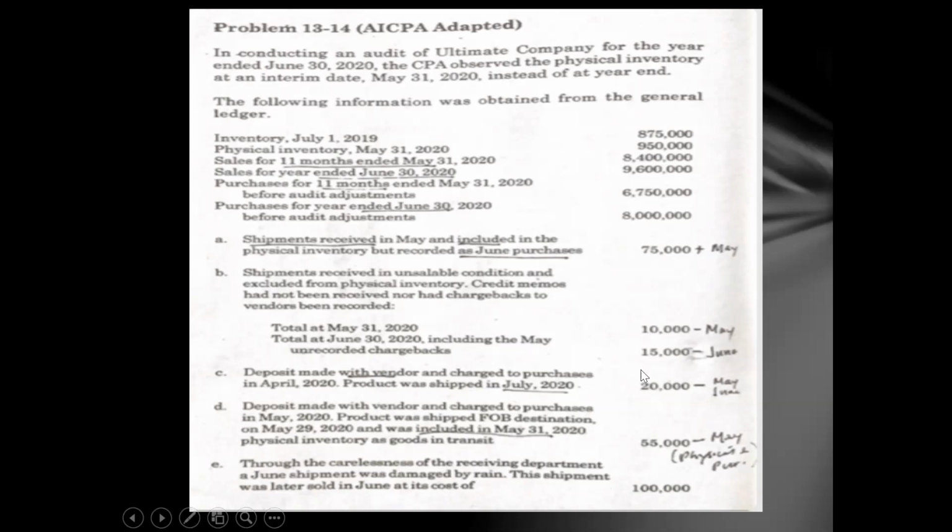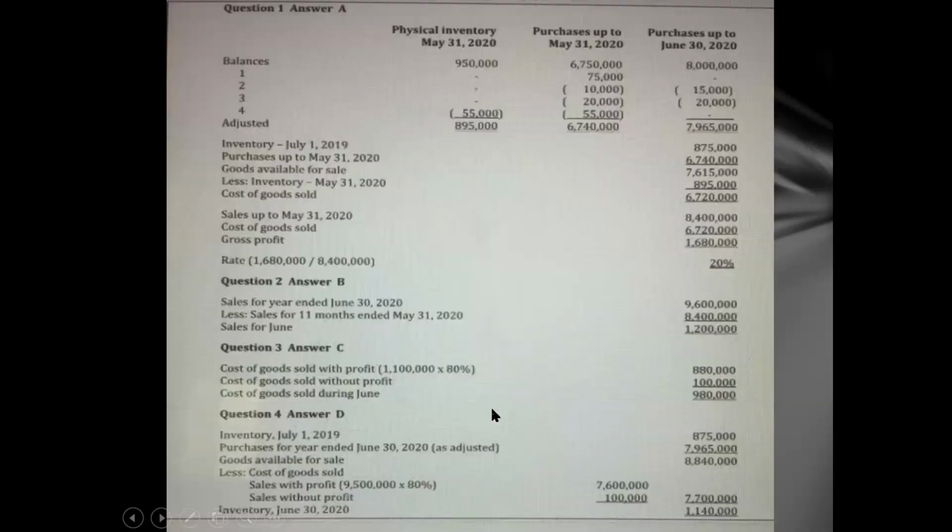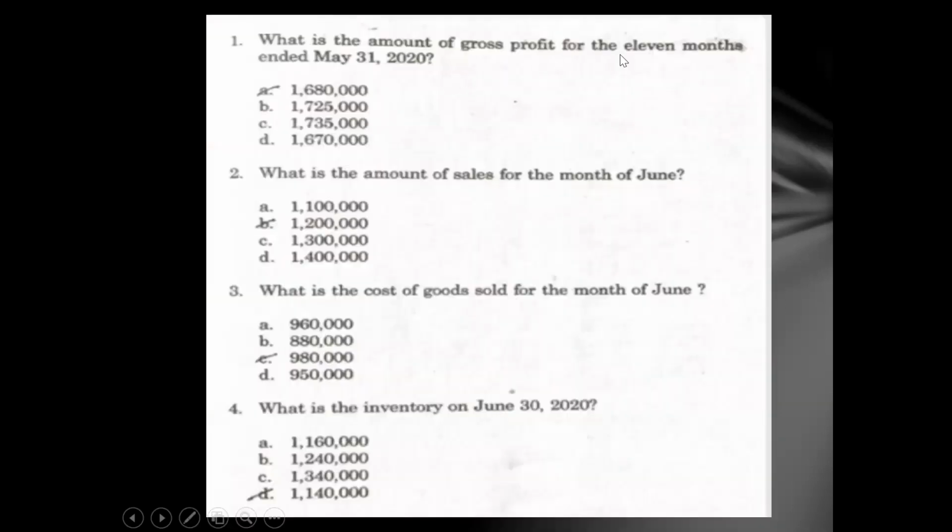Okay, so considering these adjustments, let's see what the requirements are. What is the amount of gross profit for the 11 months ended May 31, 2020? Gross profit, again, is the goods available for sale minus your COGS. What is the amount of sales for the month of June? So for the month only, not for the year ended. Then we have the cost of goods sold for the month of June, so month also, and the inventory on June 30, so this is the ending inventory.